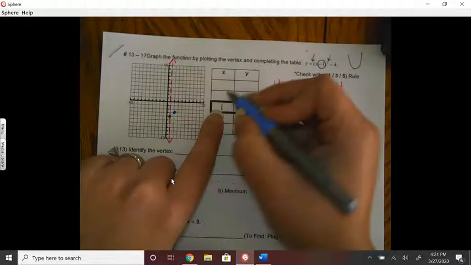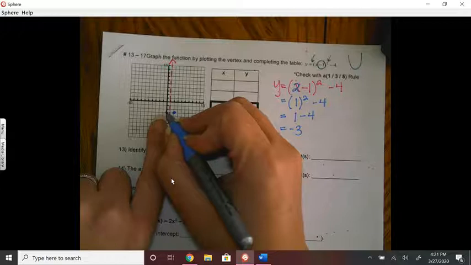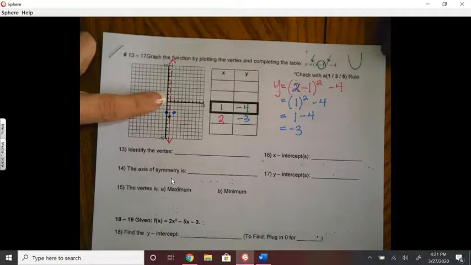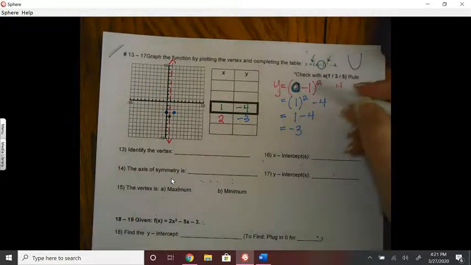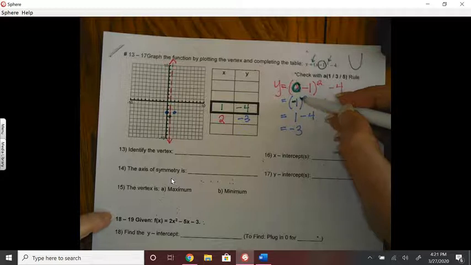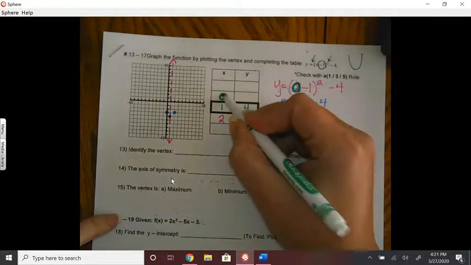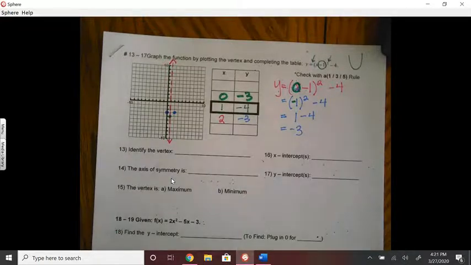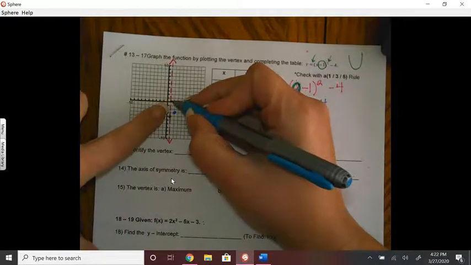Now if I reflect, this point is 1 away, so there's going to be a point 1 away on this side. To check, that number is 0, and if I plug in 0, you can see that 0 minus 1 is -1, and -1 squared is still 1. So you get the same answer here as well. That's the cool thing and why I put my vertex in the middle, because these should always match on the other side. Now I'm going to plug in 3.